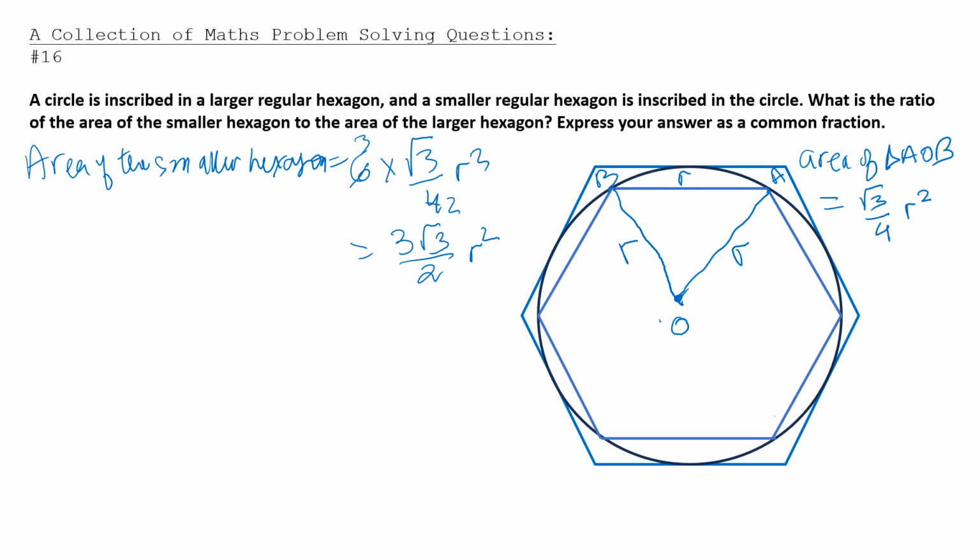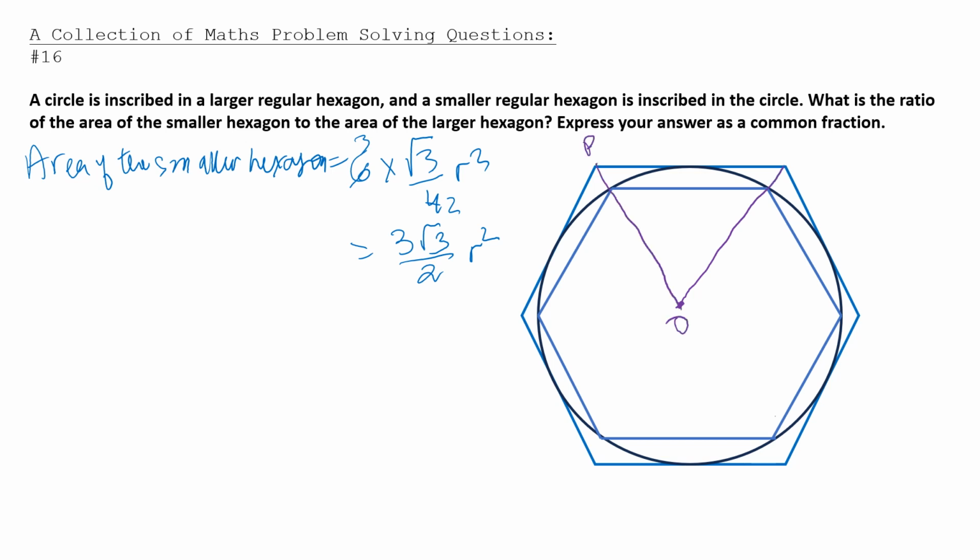Now I have to find the area of the larger hexagon. So I go about it in a very similar way, but with a little bit of a difference. If that's the center, the difference is, in this case, if I name this now as P, O, Q, OP and OQ are no longer the radius of the circle.